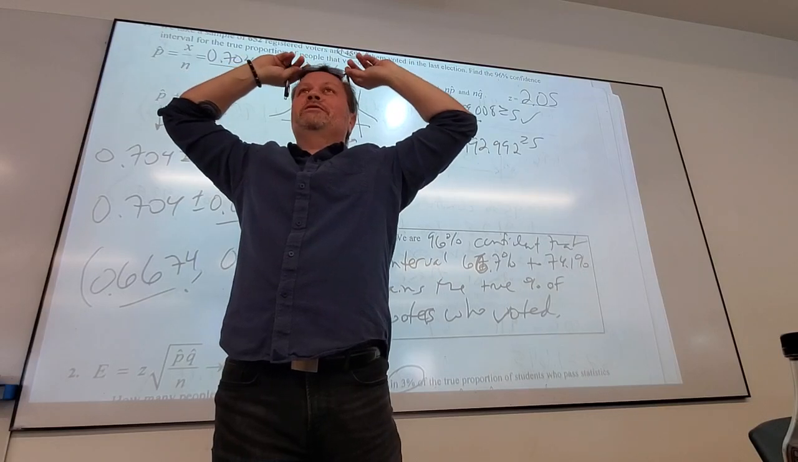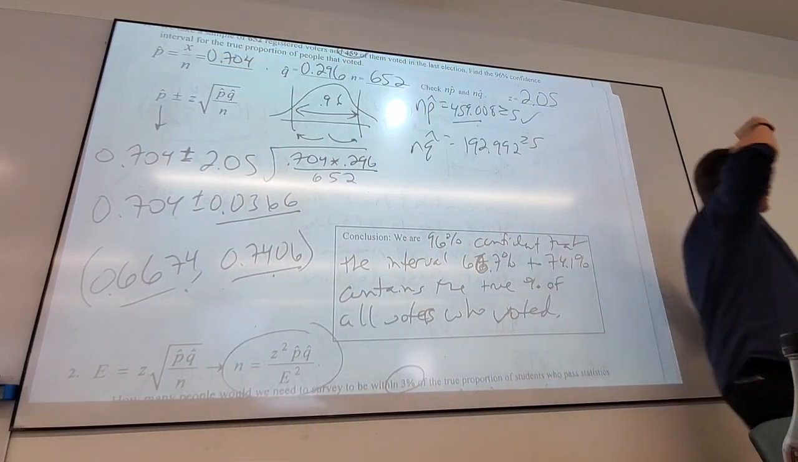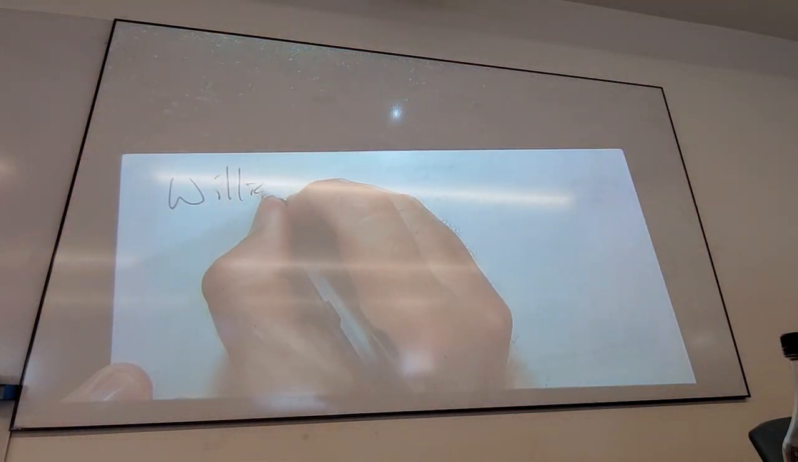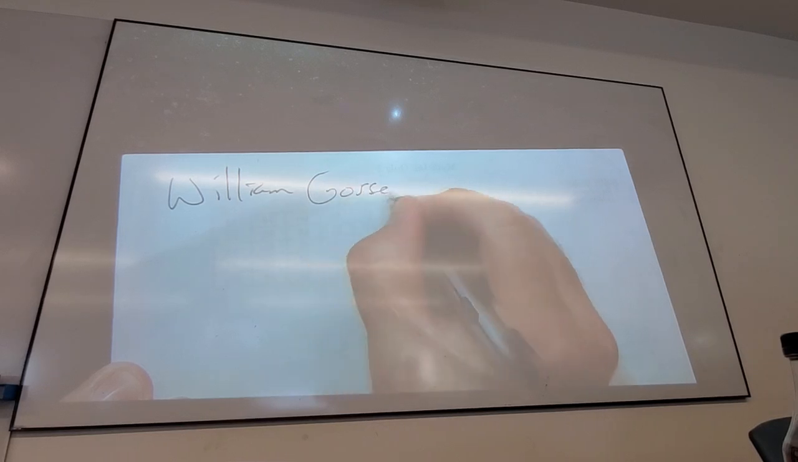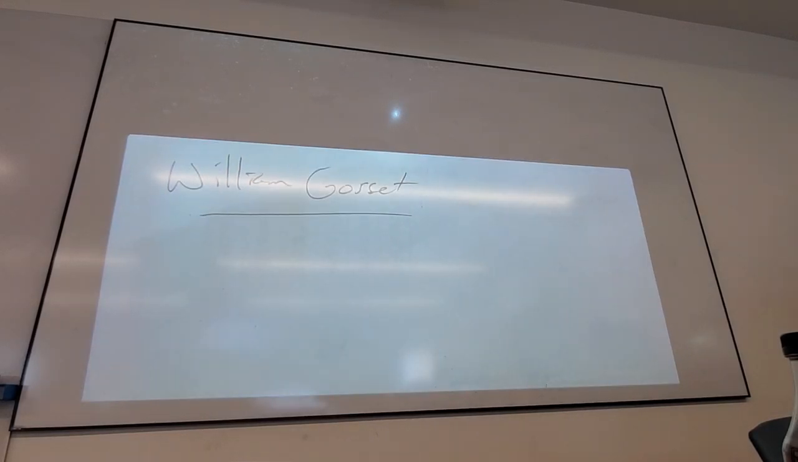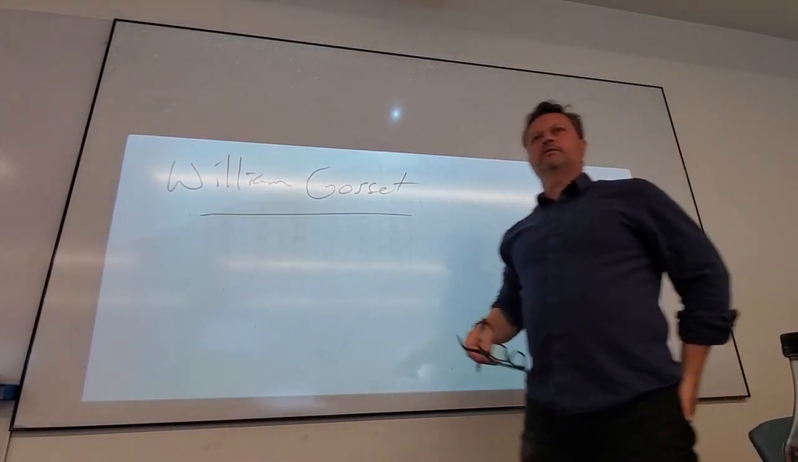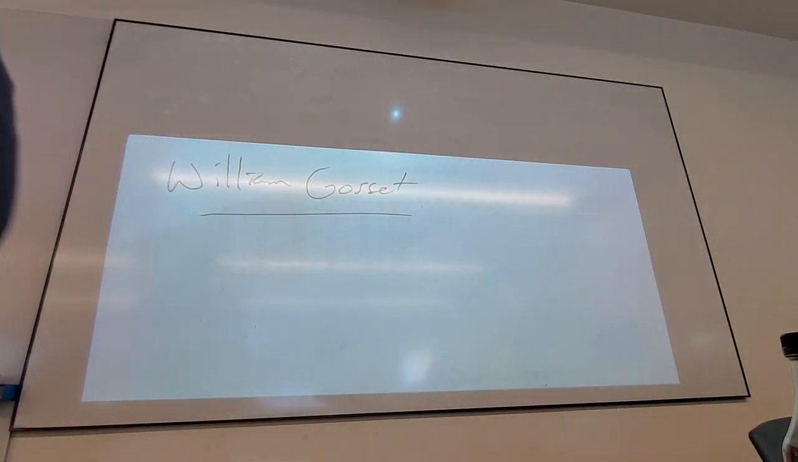Although some math was created by people that were under the influence of something. So there was this guy. His name was William Gossett. He was working for the Guinness Brewery. And I just love the word brewery because it makes you sound like you're already drunk.